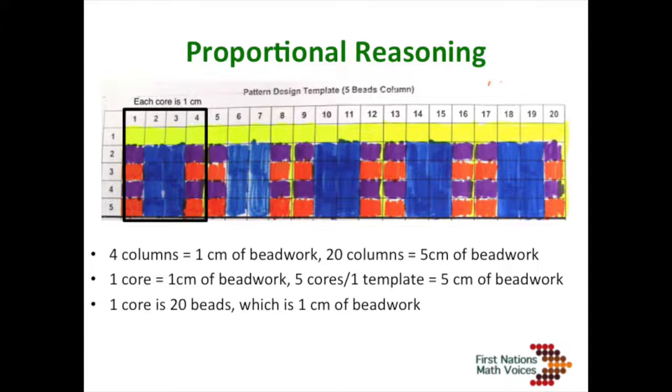Students developed an understanding of many ratios. 4 columns is equal to 1 centimeter of beadwork, so 20 columns is equal to 5 centimeters of beadwork. 1 core equals 1 centimeter of beadwork, so 5 cores or 1 template equals 5 centimeters of beadwork. 1 core is 20 beads, which is 1 centimeter of beadwork.